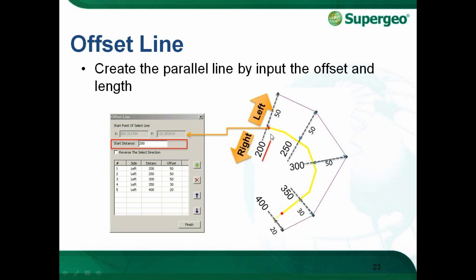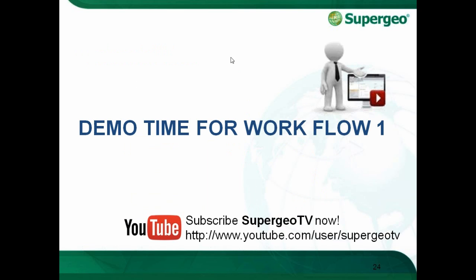I can use the offset line to specify the distance and the offset to create a different segment. So this is how you can create a parallel line by giving the offset and the distance. So this is the offset line function.